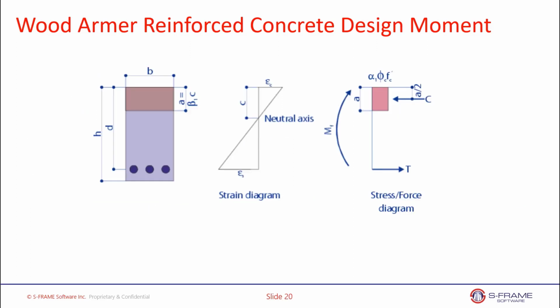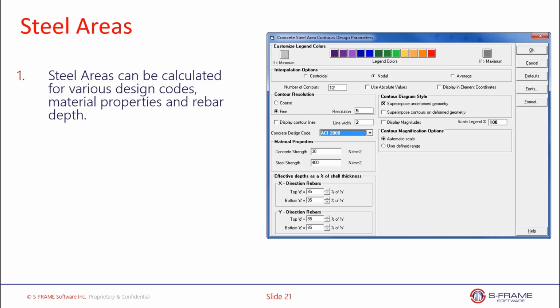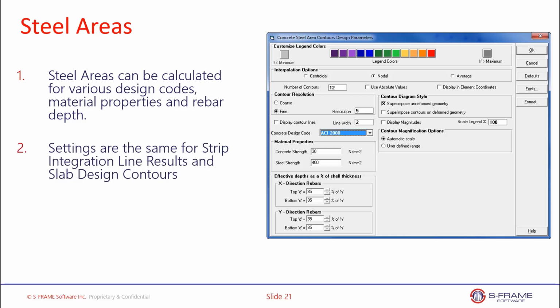Now here we can see that we're showing the rebar thickness, the thickness of our slab, and the strain diagram, the stress force diagram. So the software knows the depth of the rebar and the thickness of the slab, and it creates a stress strain diagram. There's more information on this in the help system. But again, we have a lot of control over the diagrams that we're getting out of this too. For instance, the steel areas that we can calculate are based on various design codes, as well as material properties and the rebar depth that we can define all within this dialog here. And they have the exact same settings available within the strip integration line results and the slab design contours that we'll look at later.